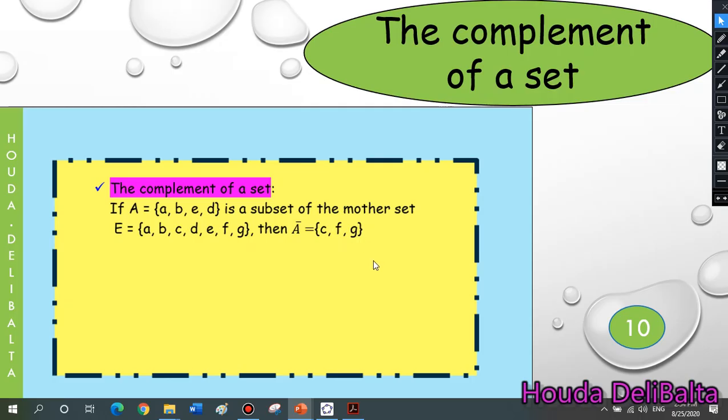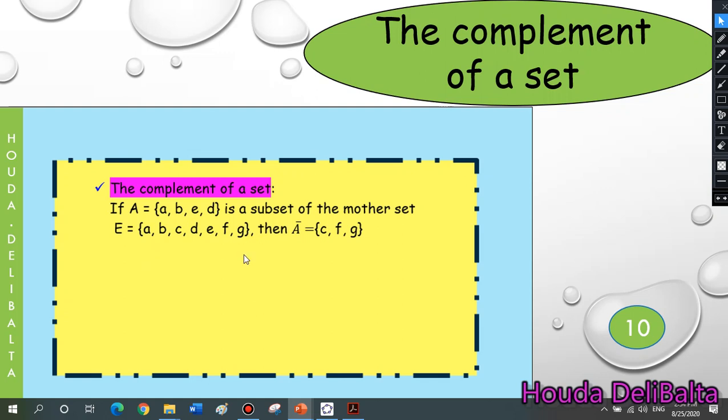So what do you notice? Let's think a little bit. We notice that these elements are not found in A, so they are the missing elements in A, but definitely they are found in E.